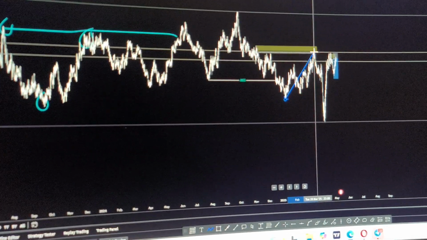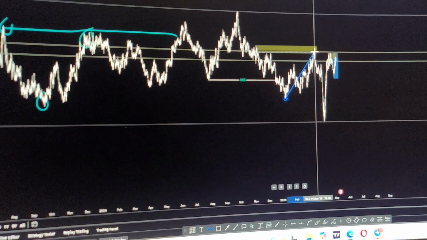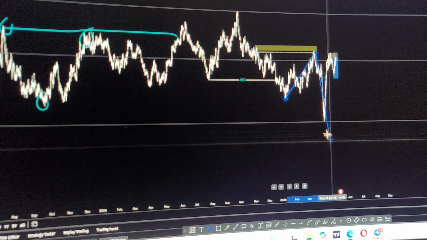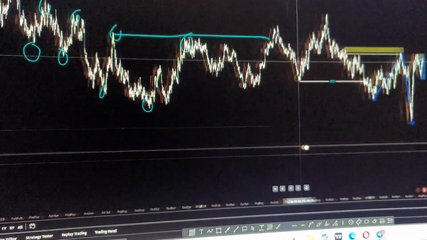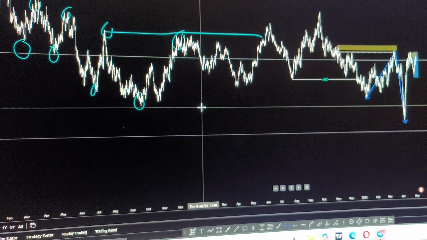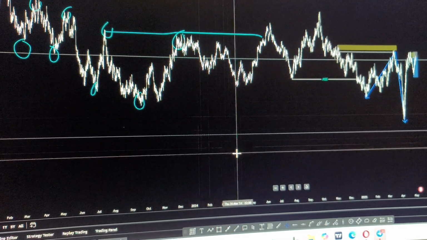The moment price changed to bearish, price created another higher high, another lower high, then broke structure to the downside, creating another lower low. That is it. It is simple as ABC.